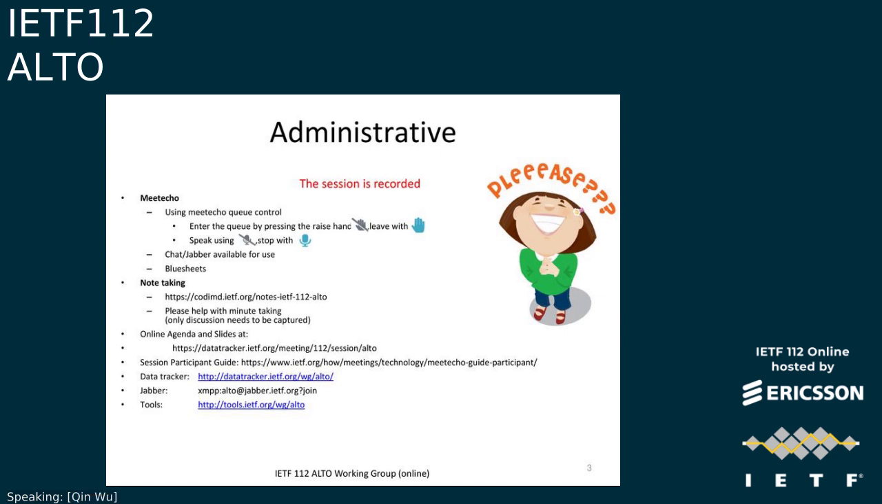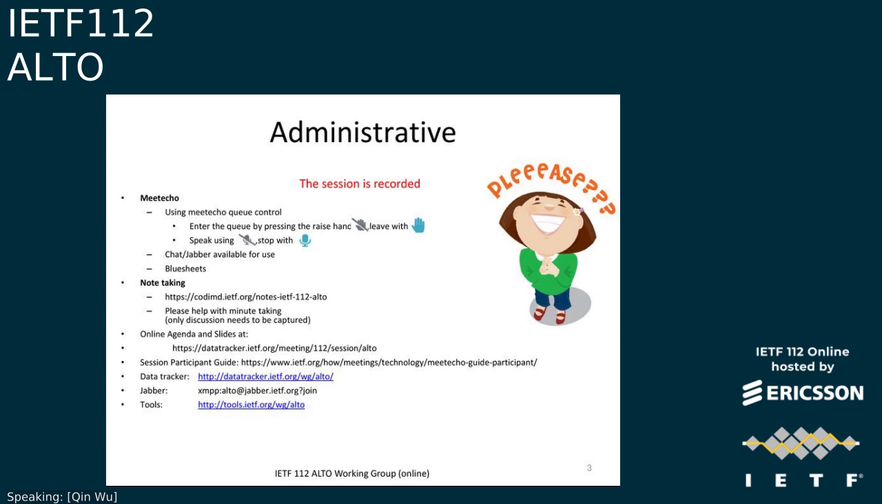Administrative: the session will be recorded. We'll use the Meetecho queue control. If you want to speak, please enter the queue by pressing the raise hand button. If you want to leave the queue, please click the raise hand button a second time. Before you speak, please unmute yourself, and after speaking, please mute yourself. For the audience, you can mute your video stream.